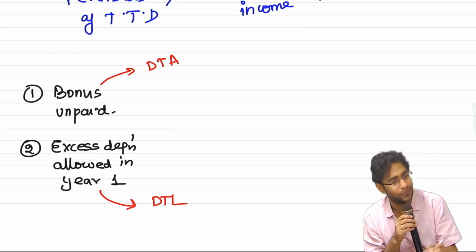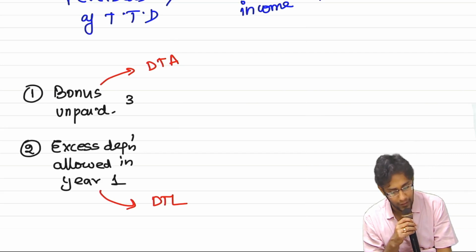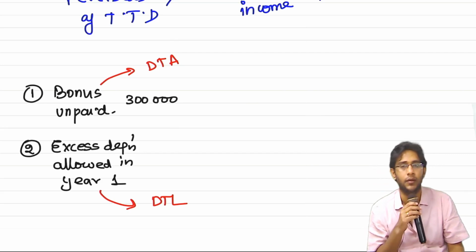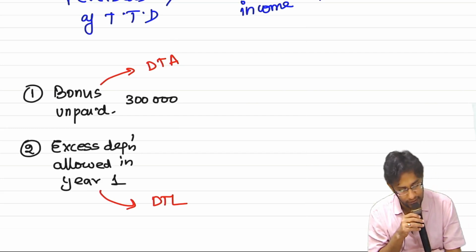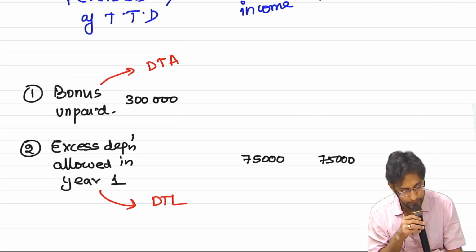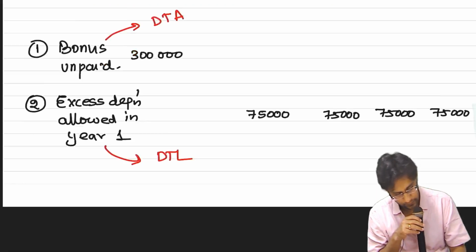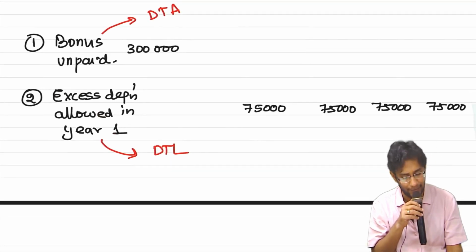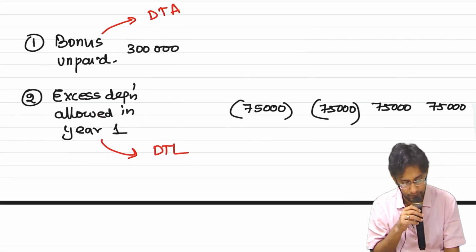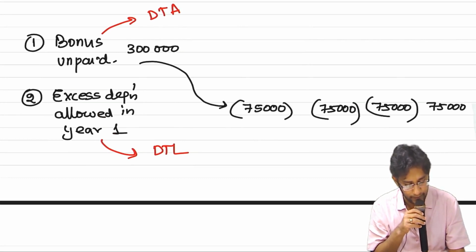Now, I ask this fellow, arey, 3 lakh rupees bonus you did not pay, therefore I am creating a provision now. When are you going to pay? This fellow says, sir, I will pay like this: 75,000, 75,000, 75,000, 75,000. I will pay it over a period of 4 years and I will claim deduction, sir. Very good. That is his plan.